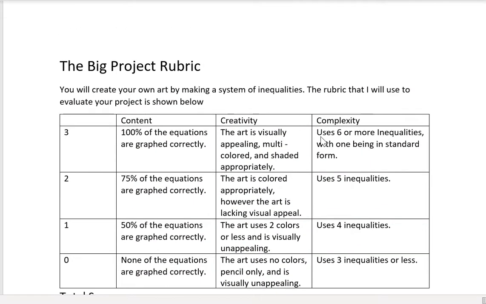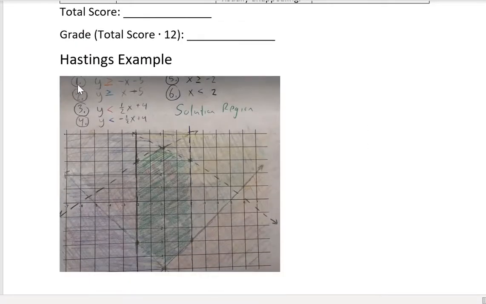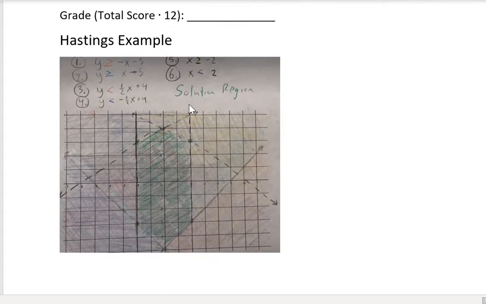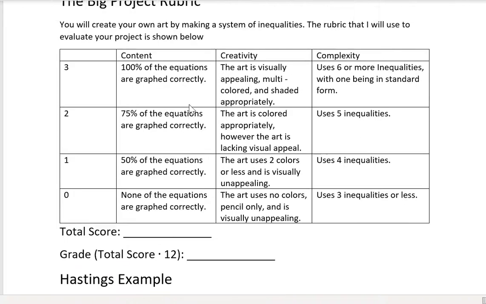Lastly, the complexity. To get full points, you'll have to use 6 or more inequalities, with 1 being in standard form. I used 6 inequalities, however none of mine are in standard form. And what is standard form? Well, that's where the x and the y are all on one side. So let's recap.